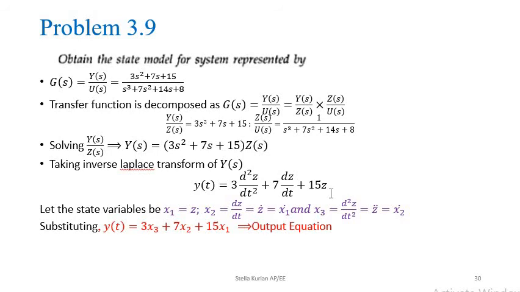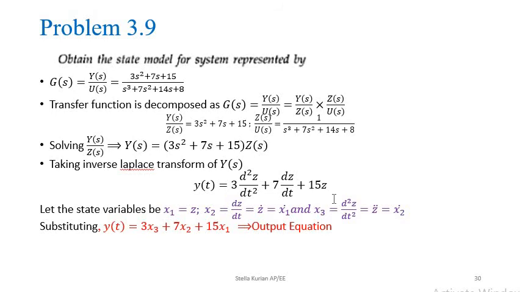Now the next step will be to choose the state variables. Here in this equation, you can see that the system variable that will be chosen as the state variable will definitely be z, because z and its further derivatives are being taken here.